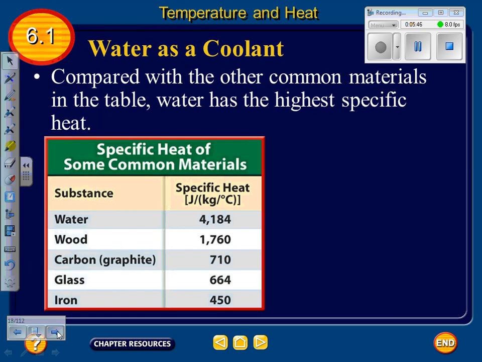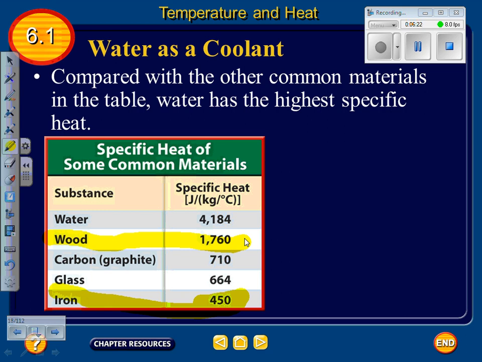Water as a coolant. Compared with other common materials in the table below, water has the highest specific heat. An easy analogy we can use is if we were to take, say, a spoon made of iron with a specific heat of 450 and a wooden spoon, and put them on an electric burner for 5 minutes, and then I asked you which one would you rather touch.